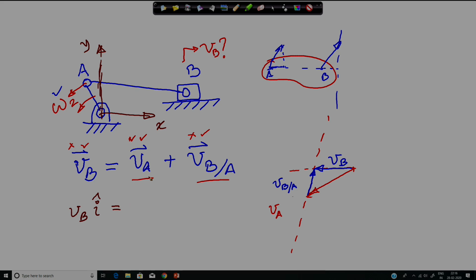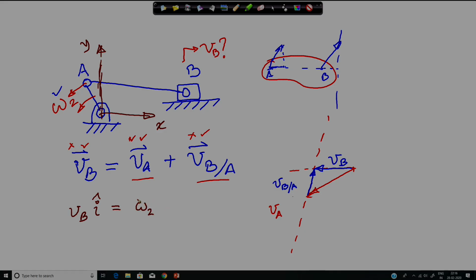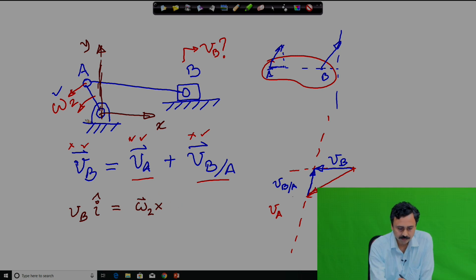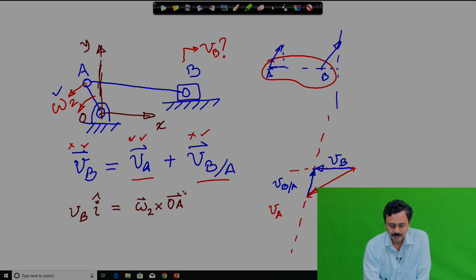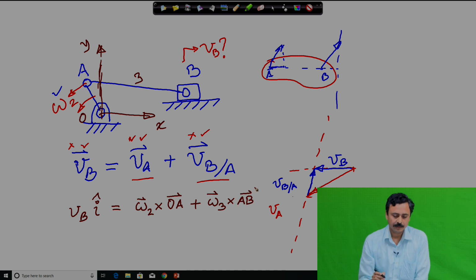Velocity of A can be written as omega 2 vector cross, if I call this O, then O A vector, and velocity of B relative to A will be, if I call this link as link 3, then omega 3 cross A B vector. And then I represent all these vectors.